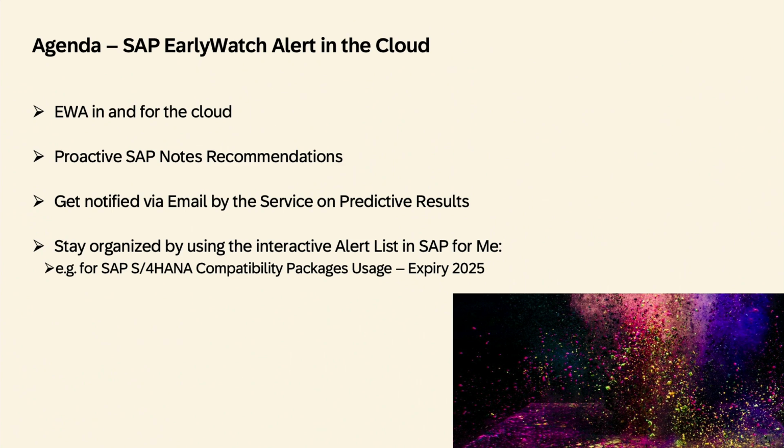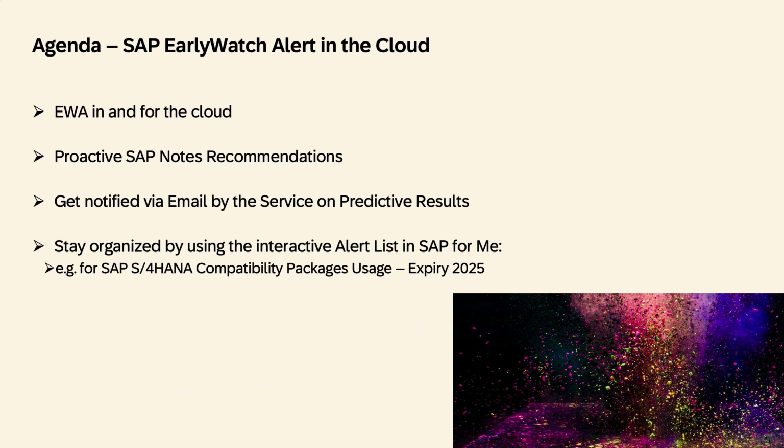So here's the agenda of my talk today. First of all, I'm going to explain to you how EarlyWatch Alert works in the cloud and which cloud products we cover with our service. Then I have some content examples which have been developed recently, for example, proactive SAP notes recommendations, where we also use the AI support data lake to retrieve the recommendations. And I want to explain to you how you can receive email notifications from SAP for Me to get warned about predictive scenarios which are calculated in the service.